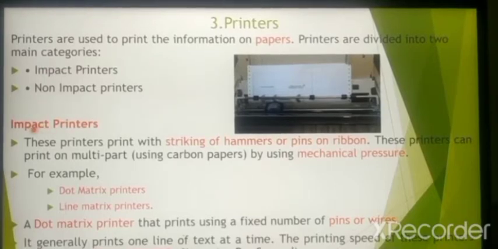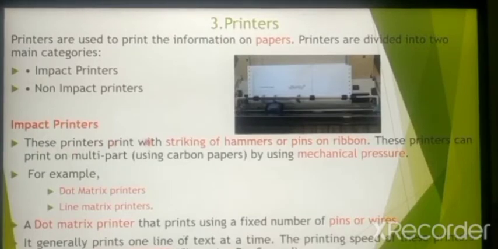First let's see about impact printers. These printers print with the striking of hammers or pins on the ribbon. So here this is the image of a hammer. In front of the hammer we have a ribbon. The ribbon is there.